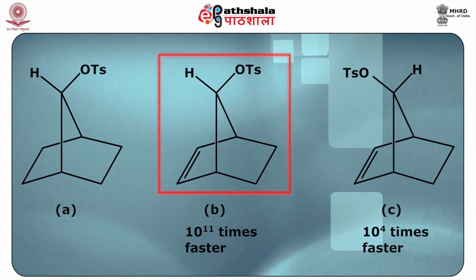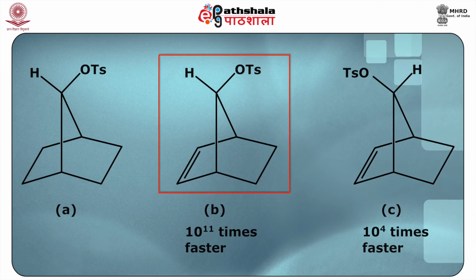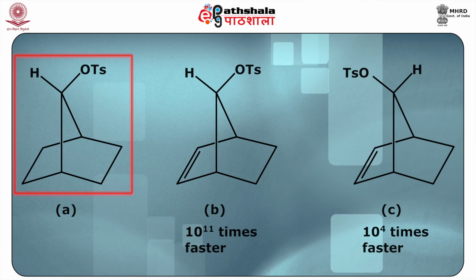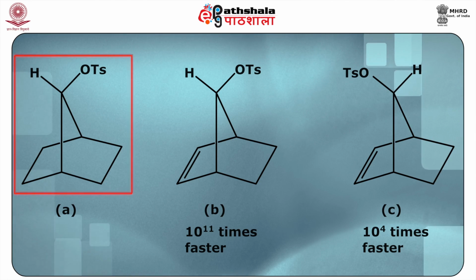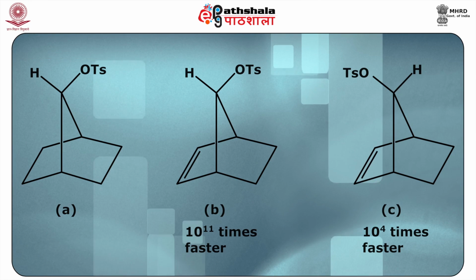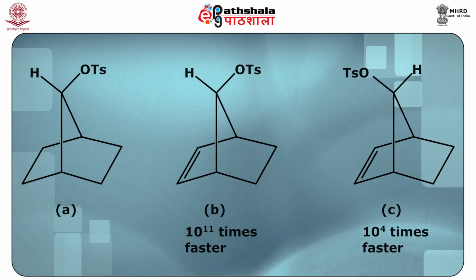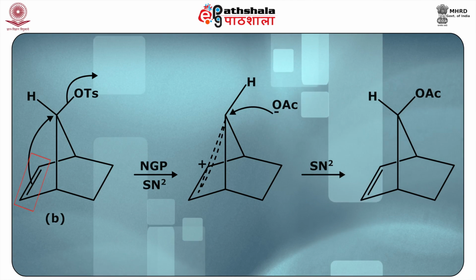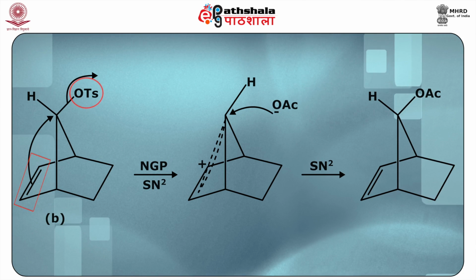The tosylate represented by B reacts 10 raised to the power 11 times faster than the norbornyl tosylate A, because it provides double bond participation in the form of neighboring group participation to form the non-classical carbocation, which only reacts to form the right hand side, giving an acetate having complete retention of configuration. So you can see, because of the double bond, the carbocation gets stabilized, the tosylate can leave faster, as fast as 10 raised to the power 11.